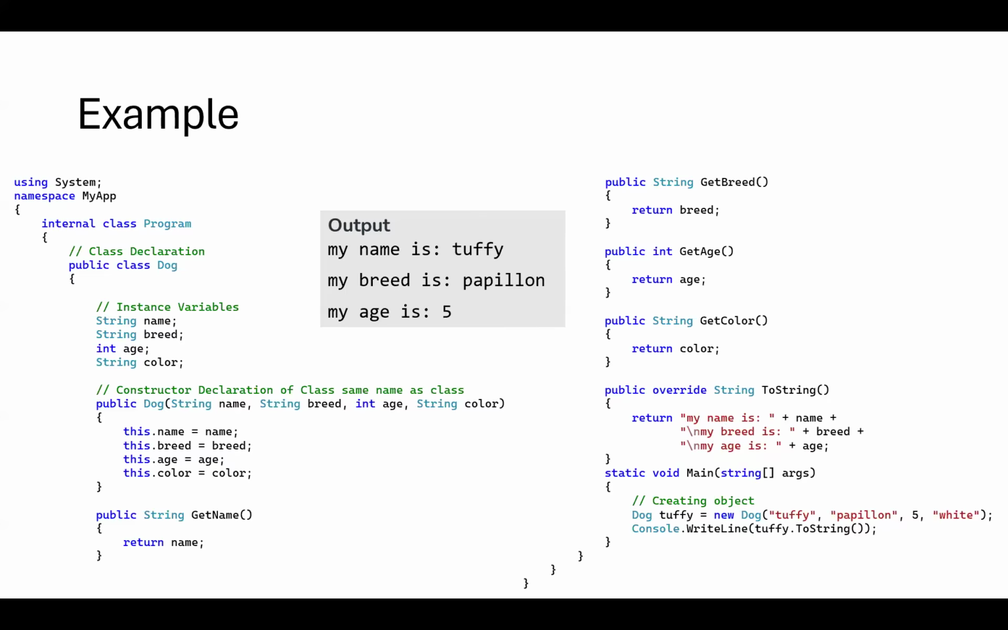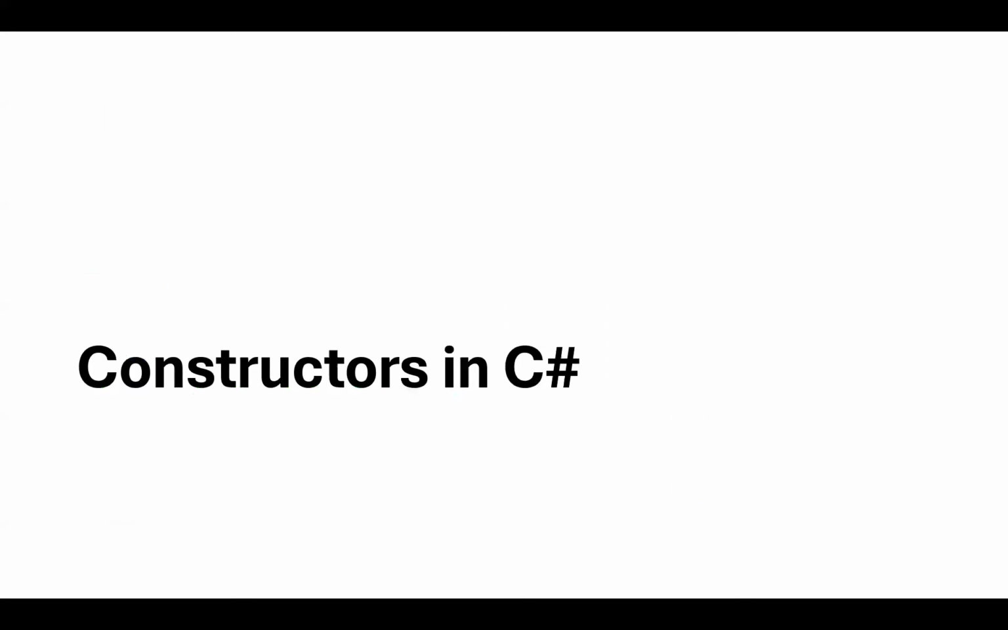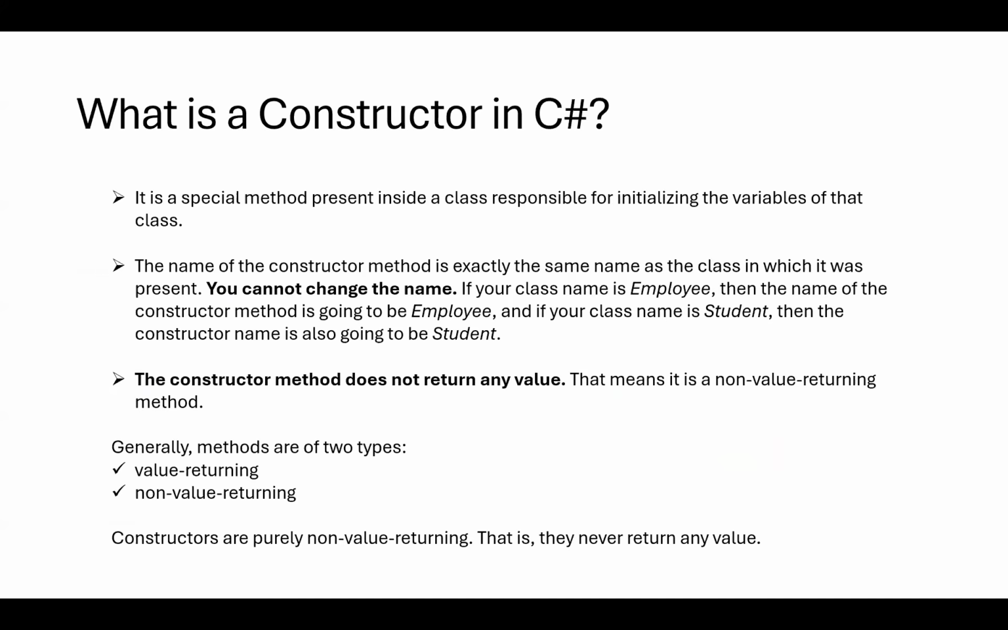Okay. I mentioned that we use constructor to build our instance, to create our instance. So our next topic is constructor in C#, and there are different types of constructors. So let's start. First, let's discuss what it is. Constructor is a special method. It's present in a class, and it is responsible for initializing variables of the class.